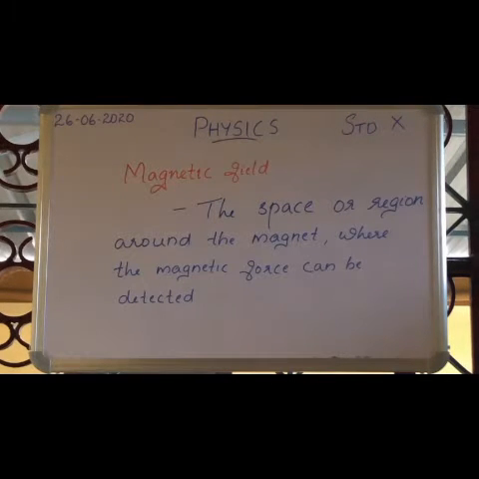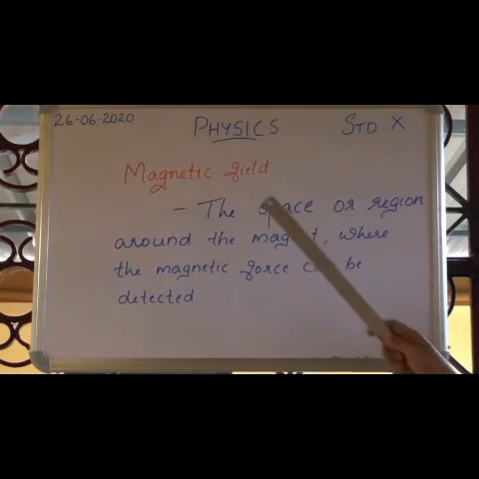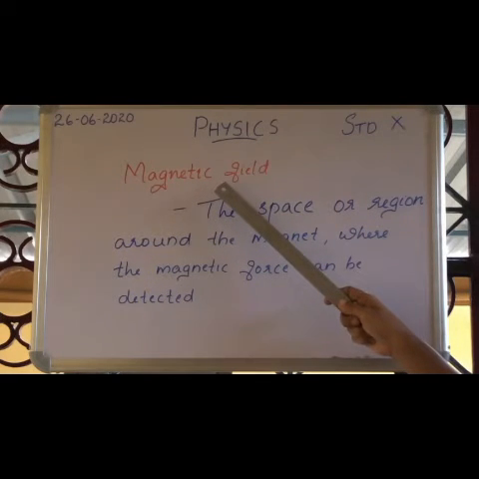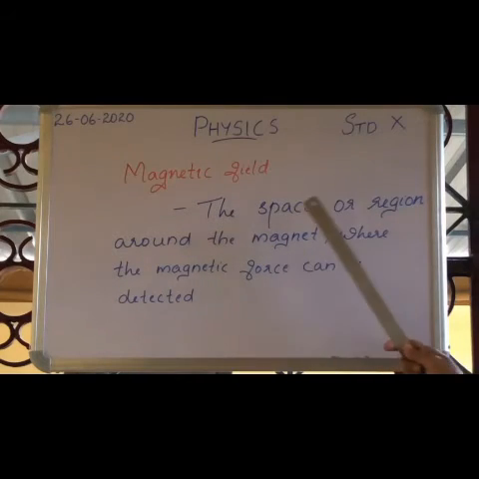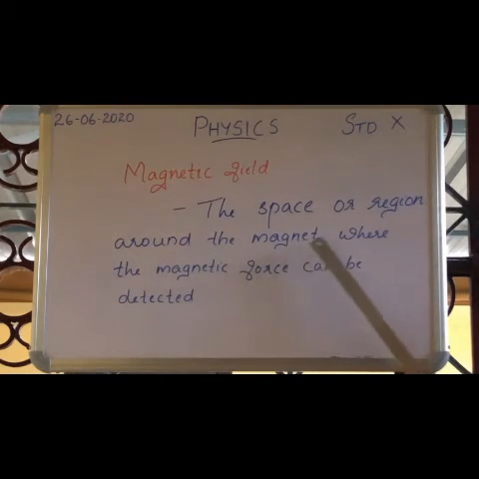Okay, now we have to discuss about magnetic field. Have you ever heard this term, magnetic field? Just as an electric charge creates an electric field, a magnet creates a magnetic field around it. Can you define a magnetic field? The space or region around the magnet where the magnetic force can be detected is called magnetic field.